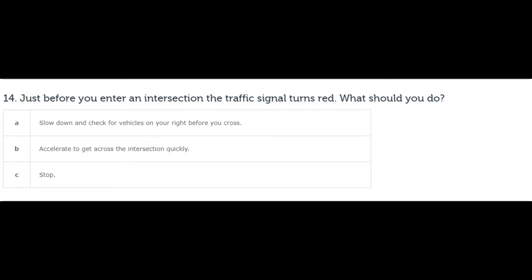Question 14. Just before you enter an intersection, the traffic signal turns red. What should you do? A. Slow down and check for vehicles on your right before you cross. B. Accelerate to get across the intersection quickly. C. Stop.